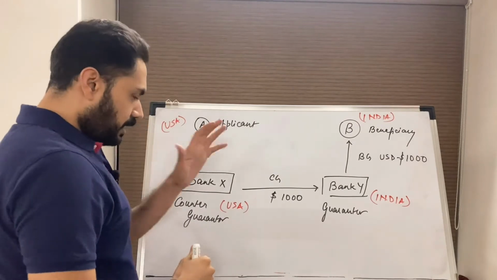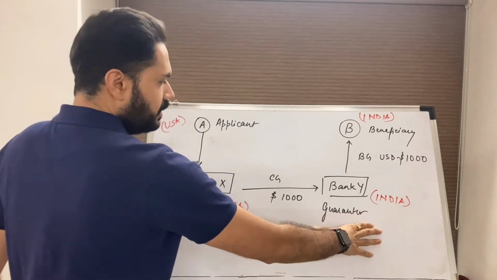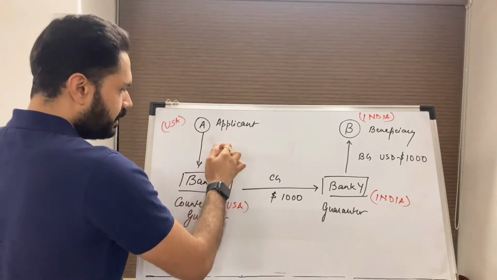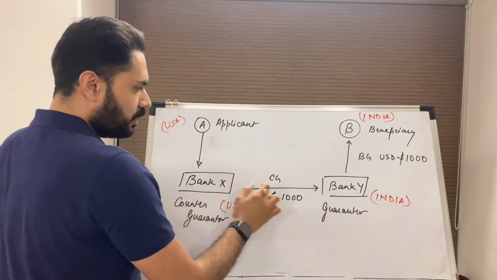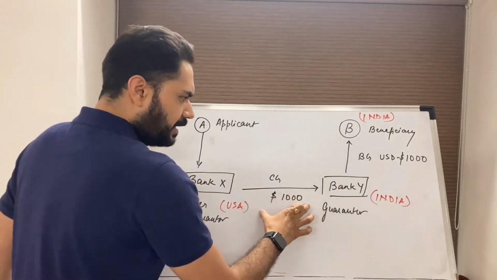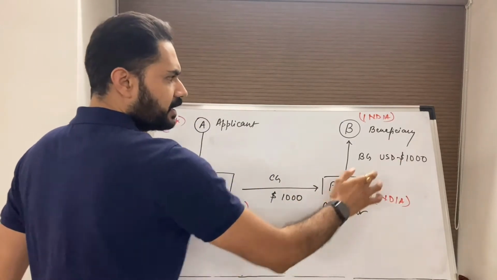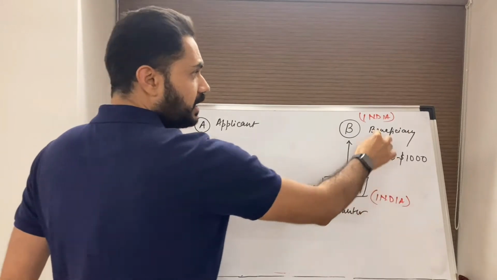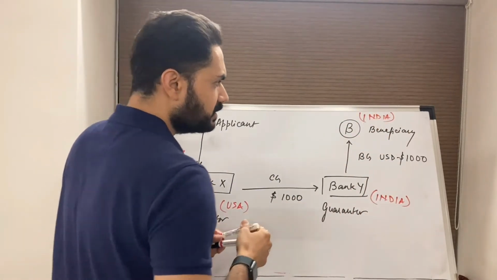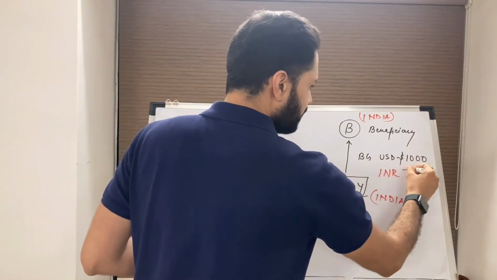Now, we received a request for guarantee issuance from the applicant who is in USA. The applicant requested Bank X to issue a counter guarantee. The counter guarantee was issued for $1,000, and to the tune of this amount, the guarantee was issued. The guarantee is issued in dollars to a beneficiary in India, where the local currency is INR.